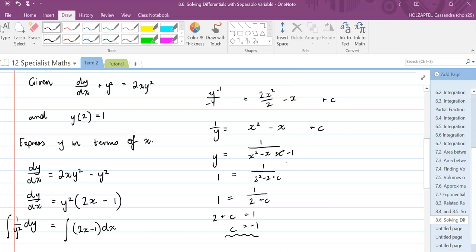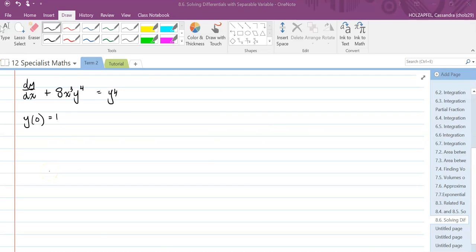Let's do one more slightly trickier one, the last example for this separable equations video. Alright, last problem here: dy/dx plus 8x cubed y to the power of 4 is equal to y to the power of 4, and when x is equal to 0, the value of the function y is equal to 1. So let's rearrange this so we have dy/dx is equal to y to the power of 4 minus 8x cubed y to the power of 4.